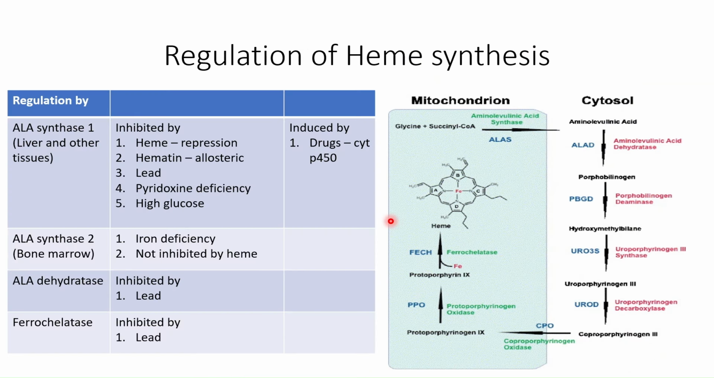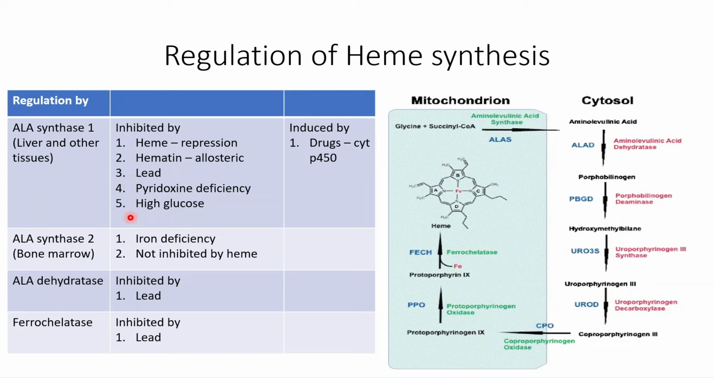Now let us look at the regulation of heme. Heme is regulated by important enzymes: ALA synthase 1, ALA synthase 2, ALA dehydratase, and ferrochelatase. As we have discussed earlier, ALA synthase 1, which is seen in liver and most of the other tissues, is inhibited by heme. So it's a feedback inhibition. Heme inhibits by repression, so the gene for the enzyme ALA synthase itself is inhibited. Then hematin also inhibits ALA synthase 1. Lead, pyridoxine deficiency, and high glucose all inhibit ALA synthase 1.